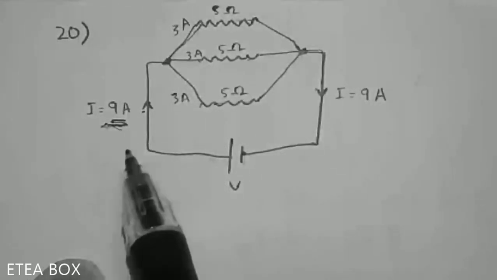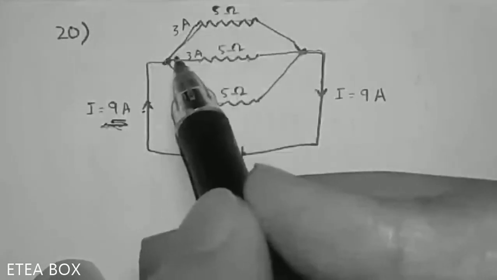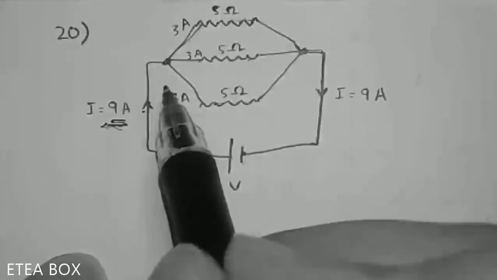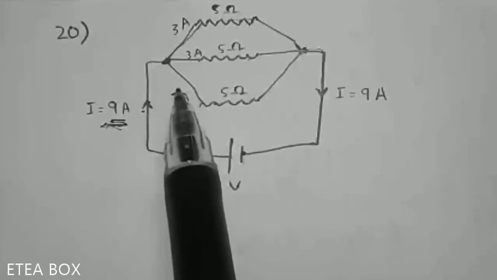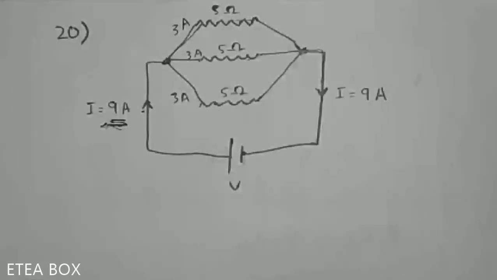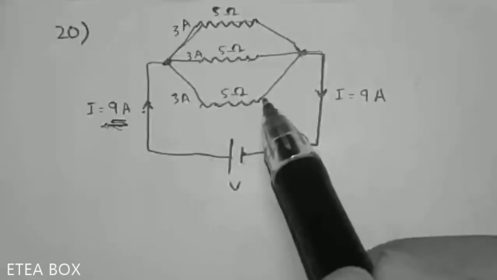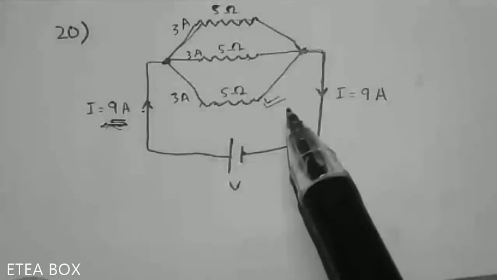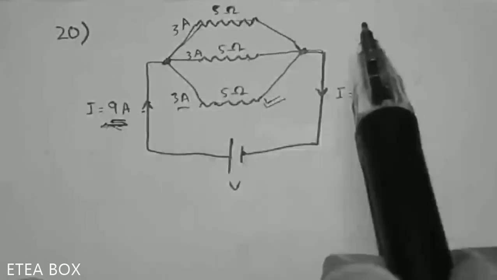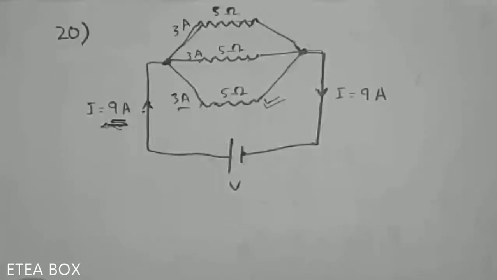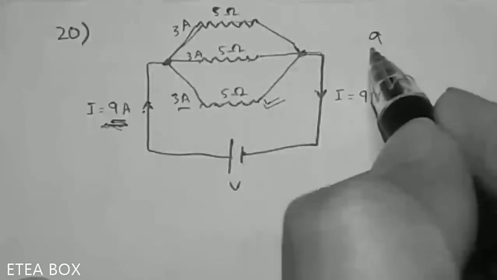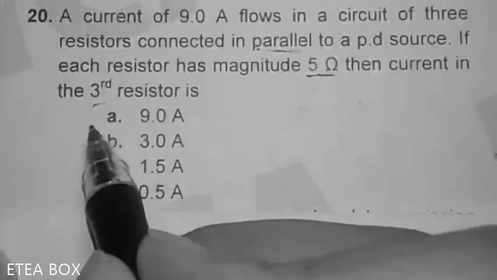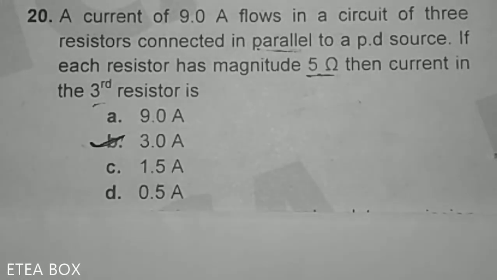Here the current is divided into 3 resistors, and the resistors are the same. That's why the current will be divided by 3. So the current in the third resistor is 3 ampere. Look, it is first, second, and this one is third. So the current in the third resistor is 3 ampere. The current is equally divided, so 9 divided by 3 is equal to 3 ampere. Look here, option B is correct.